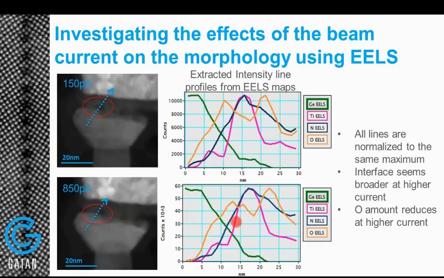The other thing that you can clearly notice is that the amount of oxygen seems to drop. We can give you some numbers later to see how much it's dropping. But if you look at the top here and the bottom, from here to here, you can see the ratio is much smaller in the case of the analysis carried out at high current. So it looks like we are moving atoms under the electron beam.